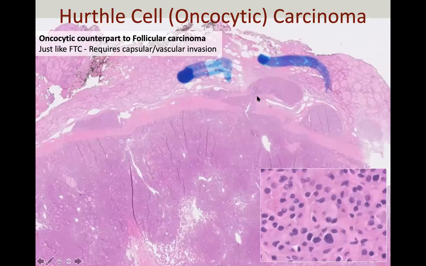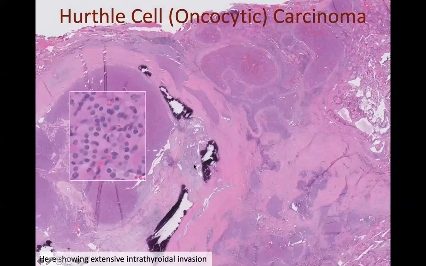Similarly, though, with oncocytic or Hürthle cell carcinomas, just like regular follicular carcinoma, this requires capsular and or vascular invasion. You can again see these tongues projecting through the capsule into the adjacent thyroid. And then in this case, you can see diffuse intrathyroidal invasion. The main dominant nodule is here on the left, and you see these tongues just percolating through the thyroid with lots and lots of background fibrosis. This is intrathyroidal invasion by an oncocytic or Hürthle cell carcinoma.